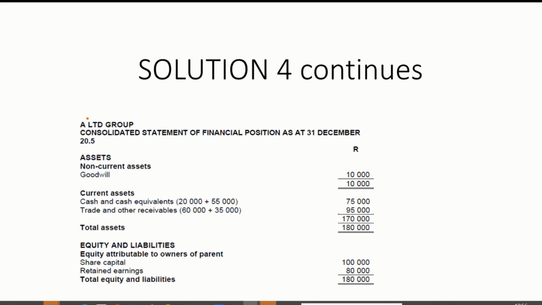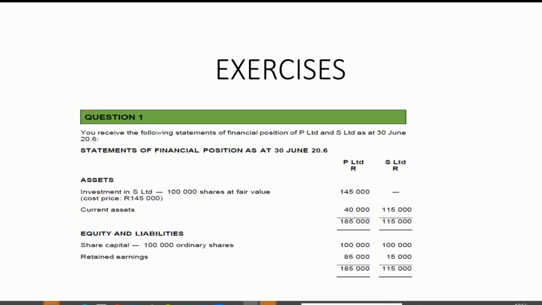So in our consolidated statement of financial position, we have to recognize that goodwill that we got by buying it at a premium. Net asset value was 90,000, but we purchased it for 100,000, giving us that 10,000. Good. Other than that, the same thing: cash 75, trade receivables 95, equity attributable to owners 100,000, share capital 80,000. That's it.